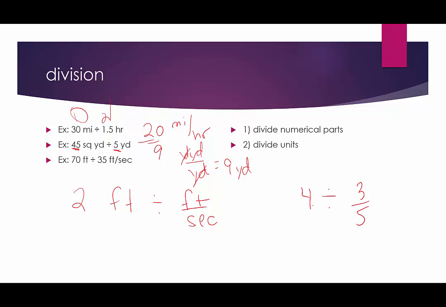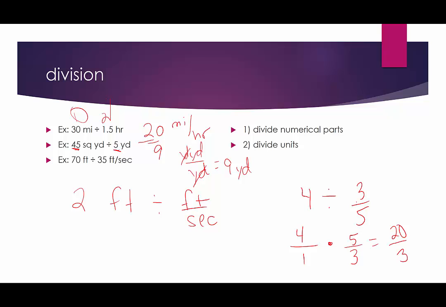3/5. How would you solve this problem? Well, remember 4 is the same thing as 4 over 1. Change your division to multiplication and then flip your fraction, 5 over 3. And then multiply straight across and you have 20 over 3.